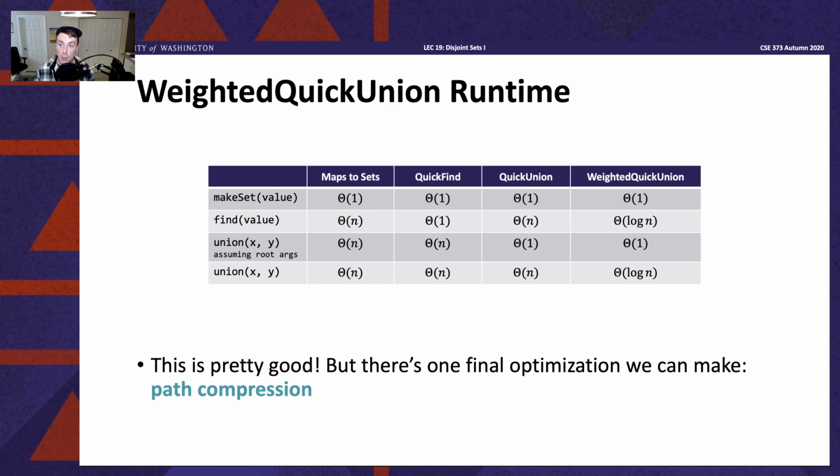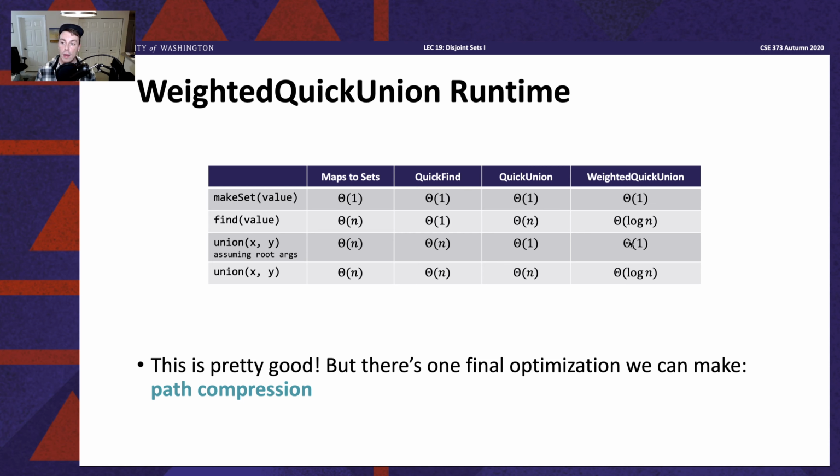Now, this weighted quick union runtime gets us the best of both worlds. We get this logarithmic find, we get the logarithmic union in the general case, and in the special case, I added a new row here. In the special case that we're just unioning two roots, we still get that constant time. So this is pretty darn good.